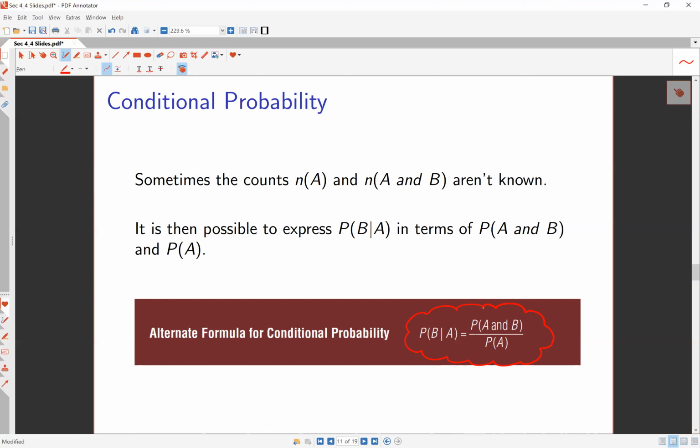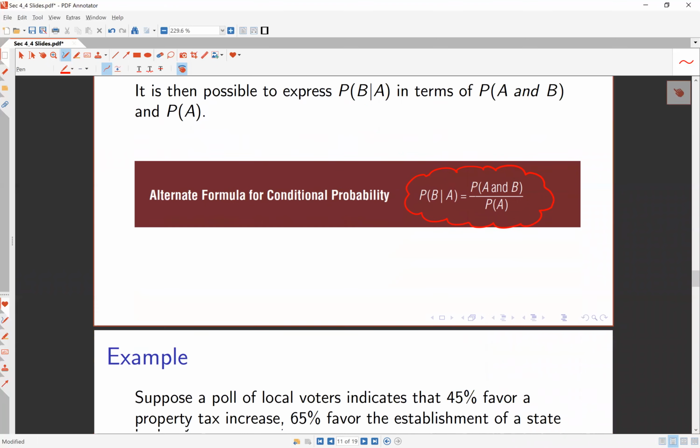So if you are not able to count outcomes, but you do know probabilities for the individual events and for their overlap, you can still calculate a conditional probability. So counting isn't needed here. You can get around the counting. And the counting approach, as I mentioned, requires equally likely outcomes. When we're working with probabilities, that condition gets dropped. We don't have to worry about equally likely outcomes anymore.